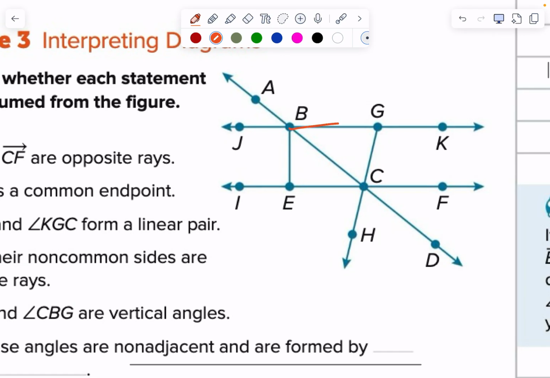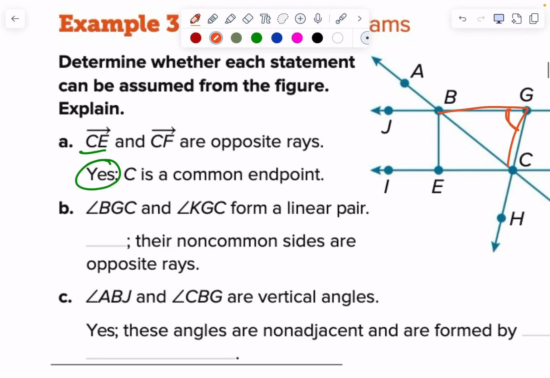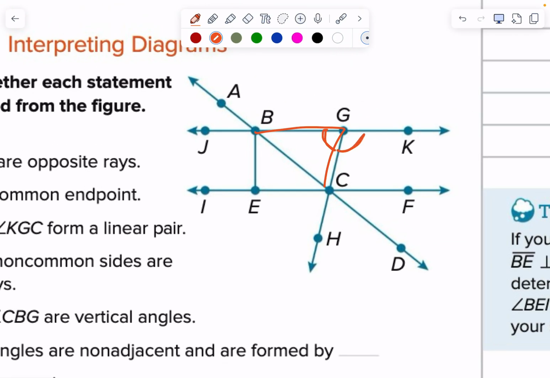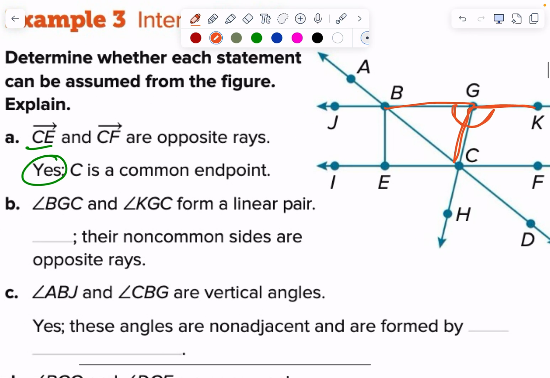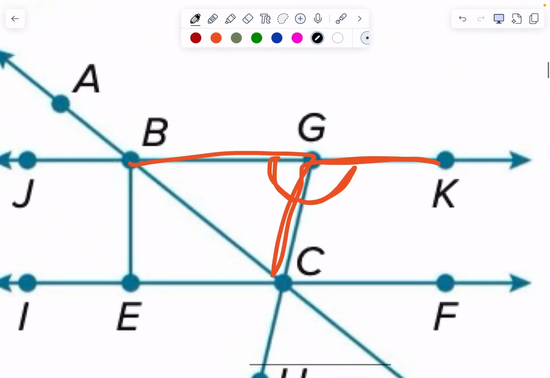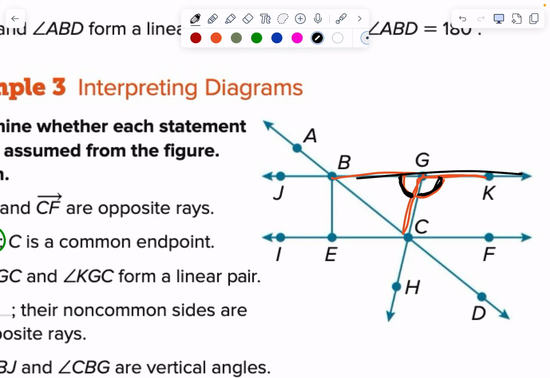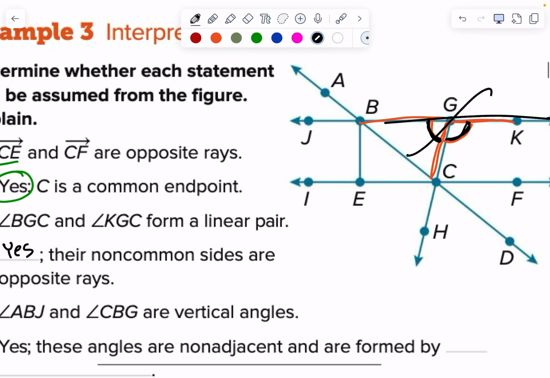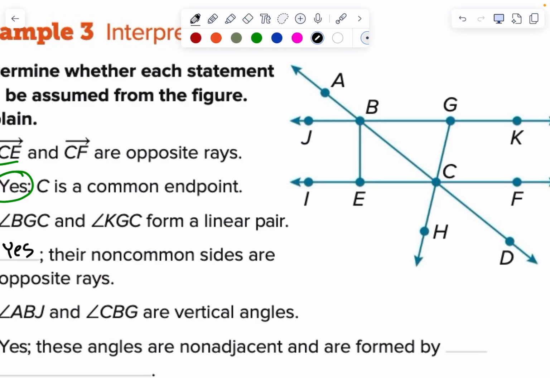BGC, this angle right here, and KGC, this angle right here, are a linear pair. Can we assume that this angle and this angle make a linear pair? Yeah, because it looks like a straight line. Yes, we can assume that. Okay? All right. Next, let me erase.